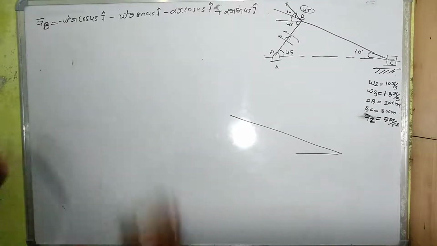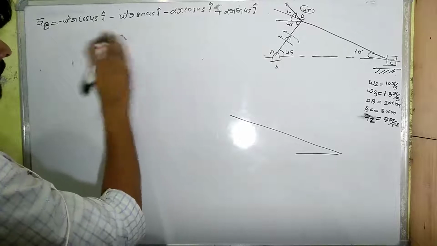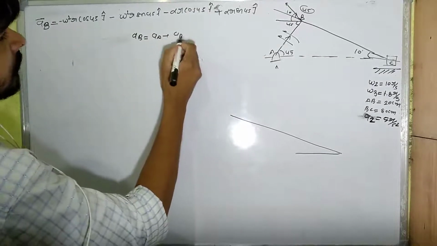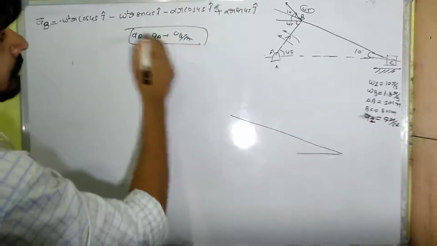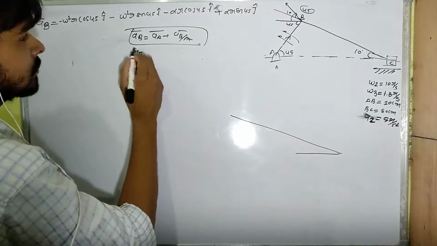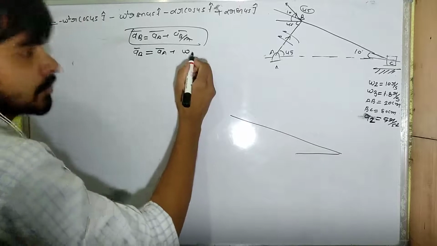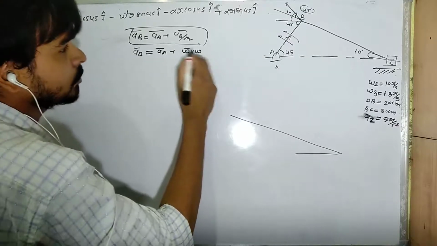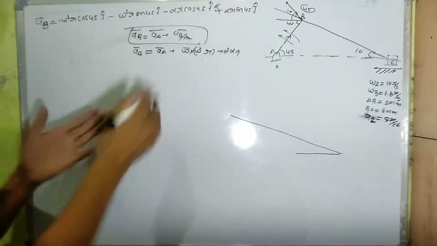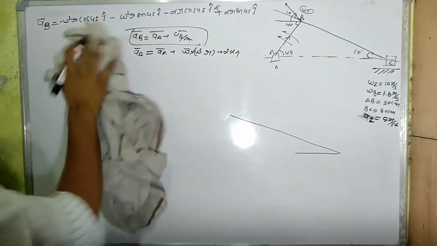please correct it. I have written initially acceleration of B equal to acceleration of A plus acceleration of B with respect to A. Am I right? If I have not written like this, please correct that. Acceleration of B equal to acceleration of A plus acceleration of B with respect to A. I have written omega cross R plus alpha cross R. Then after that, whatever I would have done, you saw it, but please correct it.